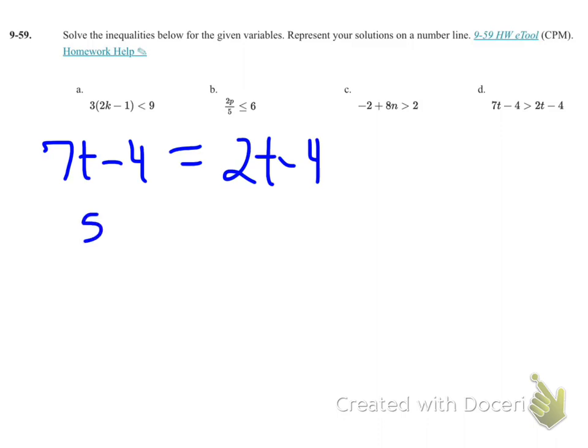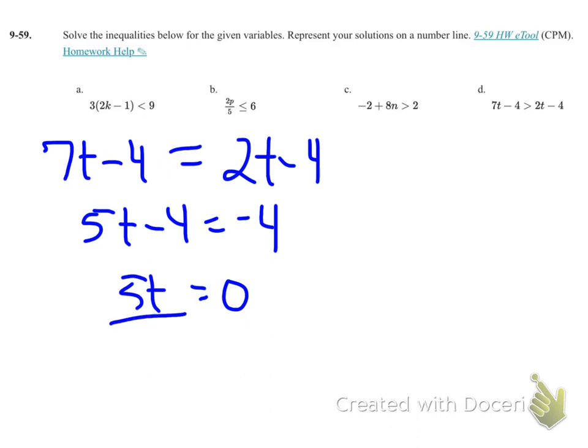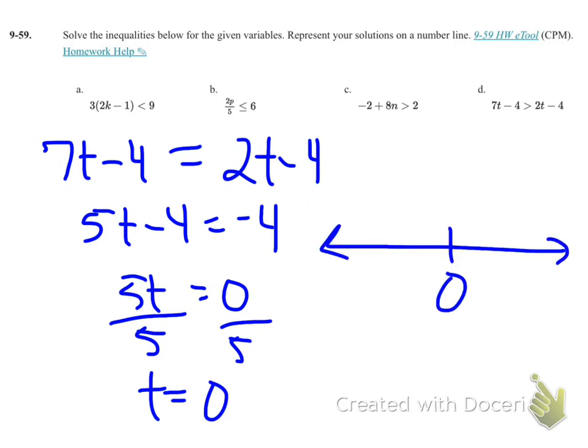By subtracting it, I get 5t minus 4 equals negative 4. Adding 4 to both sides, I get 5t to equal 0. And I divide by 5, and I get t to equal 0. So my boundary point in this case is 0. So I cannot choose 0 as a number to test. I'm going to use an open circle because my symbol is not or equal to. And I'm going to take a look at 1. 1 is on the right side. So I'm going to test 1.